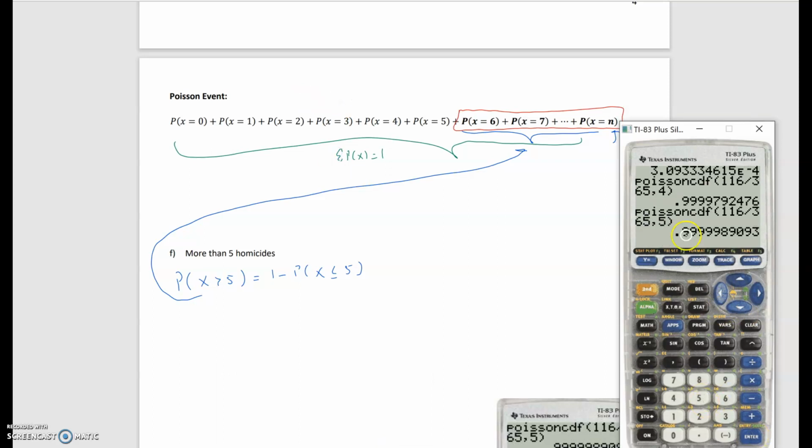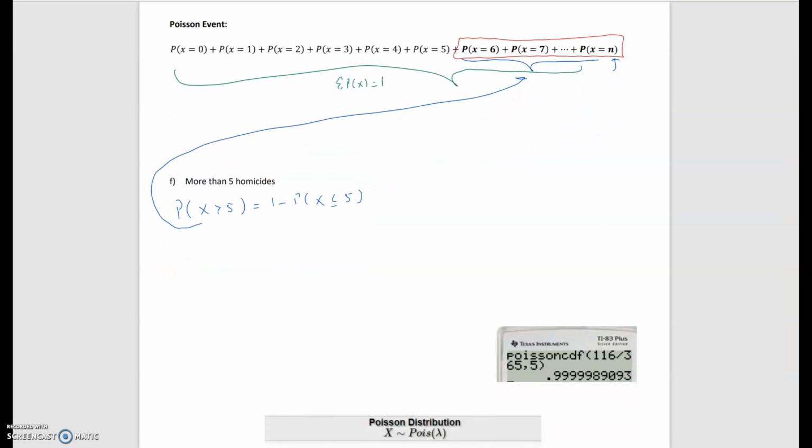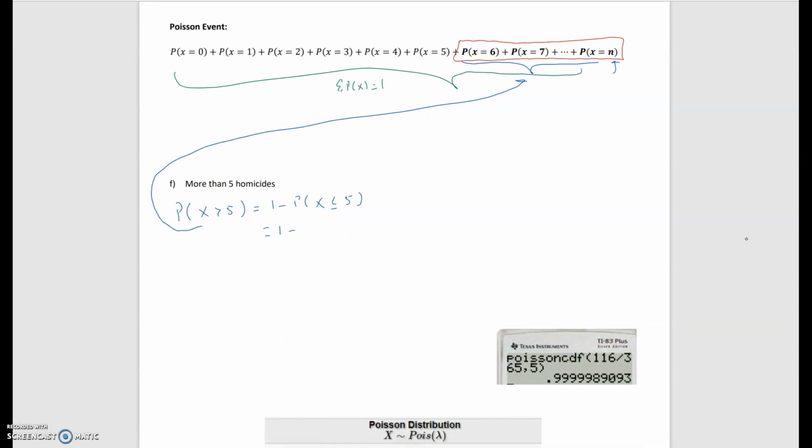And notice that that's going to give you almost the value of 1. So this is equal to 1 minus, and I see a total of 1, 2, 3, 4, 5, 0.999998. Actually, it should be a 9. Which is approximately the value of 0. And that's actually it for this one.